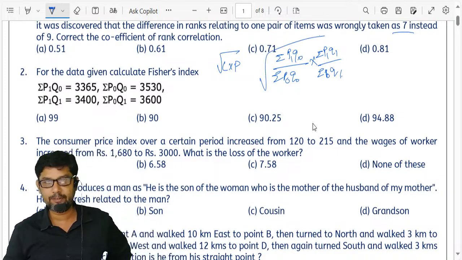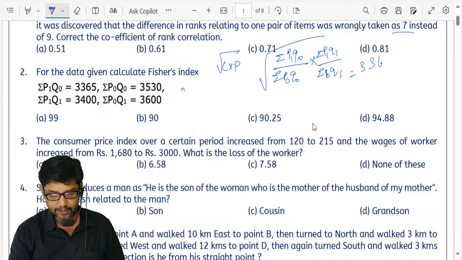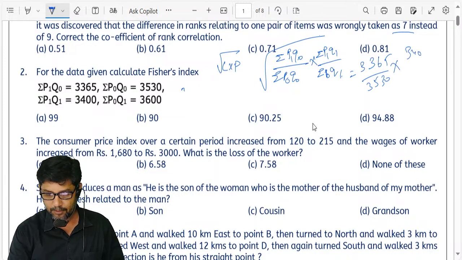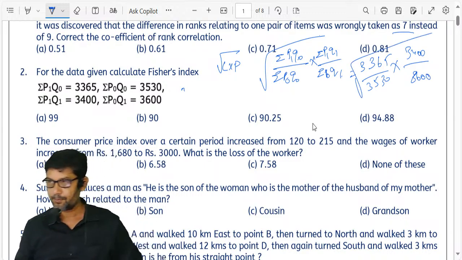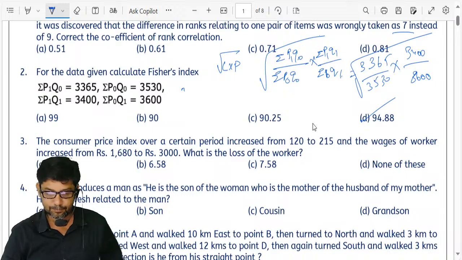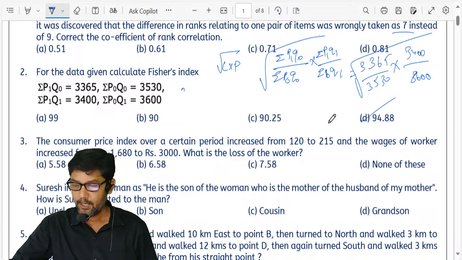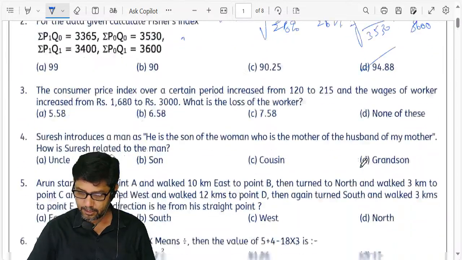I think all the values are given. Can you please check, my dear? So what I'm going to get? Which is nothing but 3365 divided by 3530 into 3400 divided by 3600 under root. Can you please get the answer, my dear? Fast. 90? 94.88. Yes, 94.88. Your answer is wrong, my dear. I hope I am right. Okay.